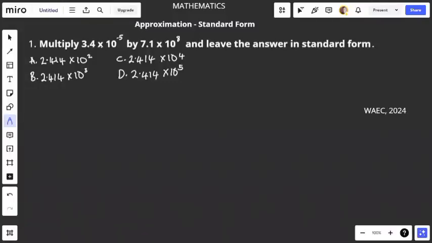2024. This is question number 1, approximation standard form. It says multiply 3.4 times 10 raised to power minus 5 by 7.1 times 10 raised to power 8 and leave the answer in standard form. So quickly, let's do that. This is what we are asked to do.